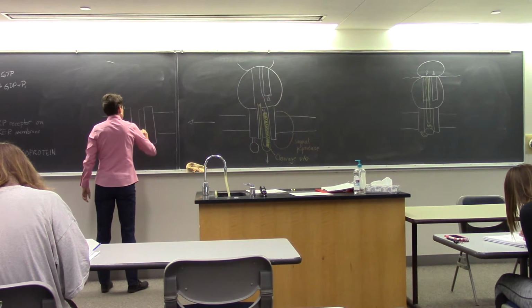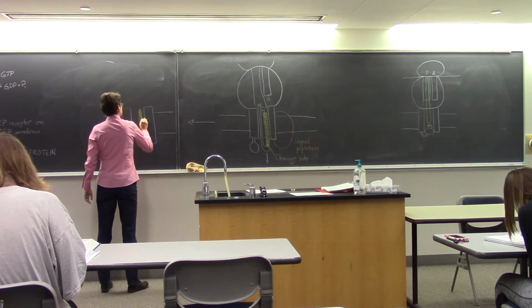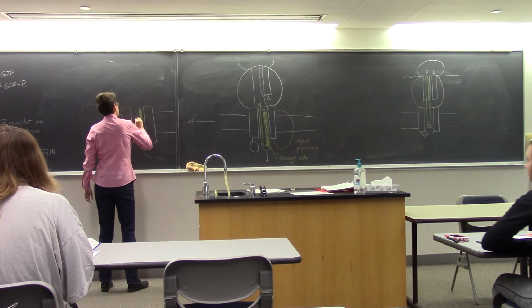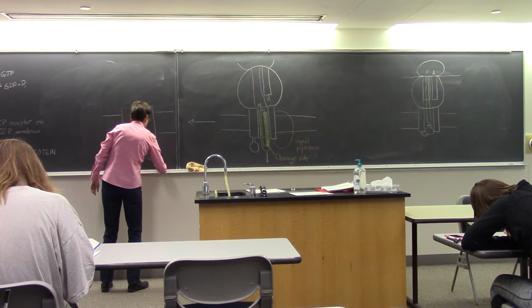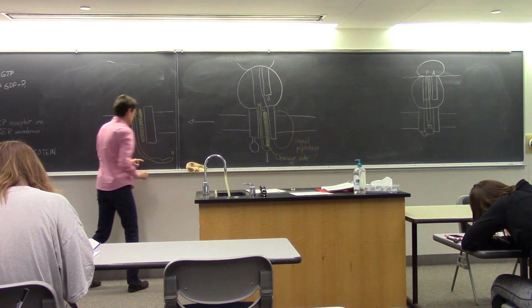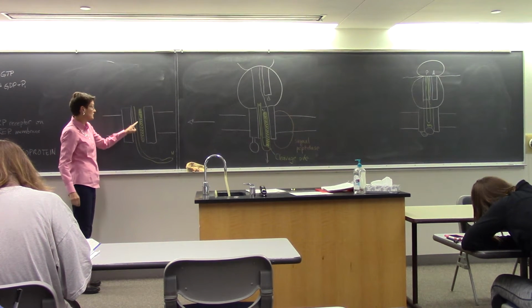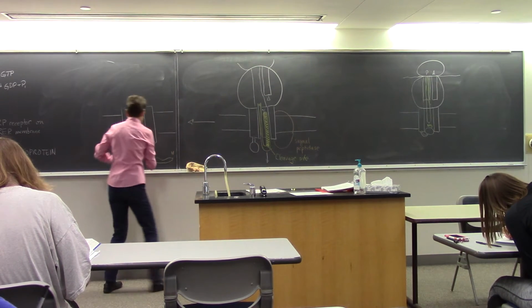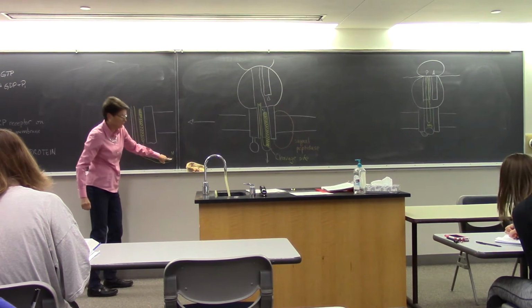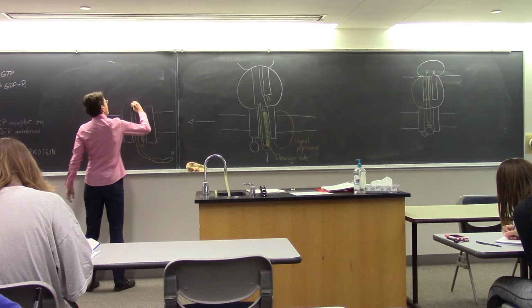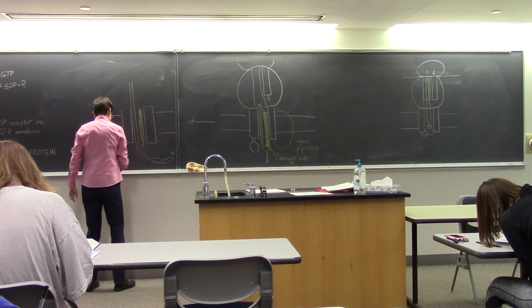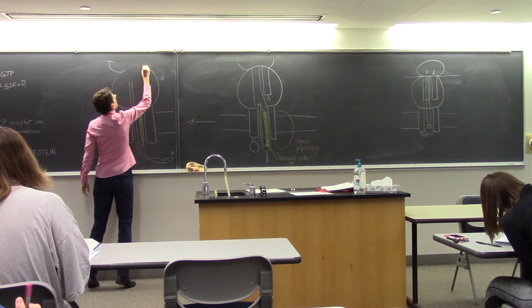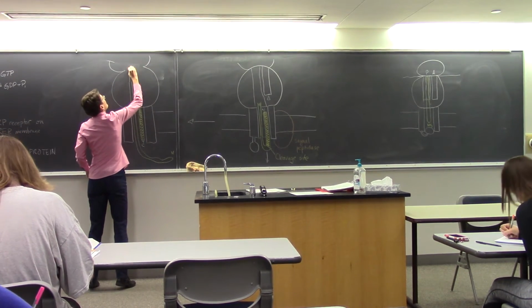So the signal sequence is here. Then the growing protein is now here with the new N-terminus, because the first 20 or so amino acids got cut off, right there, creating a C-terminus on the signal peptide and an N-terminus on the growing protein.